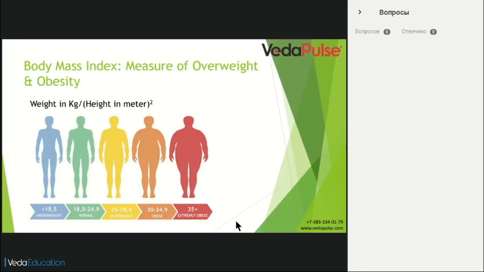So the people of interest to us today are the people who fall under these categories, that is overweight, obese, and extremely obese.